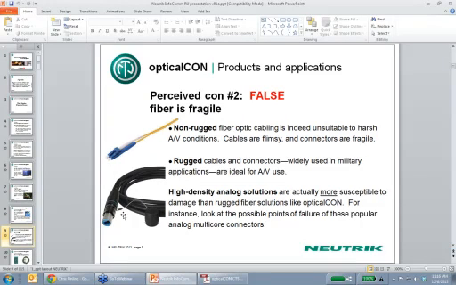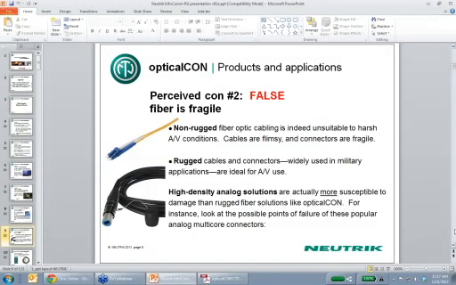There are always some protection schemes for the fiber end, that very little end there, which could potentially get scratched or could get dusty. You always have this kind of protection. So once you move into the rugged fiber world, it is unfair and untrue to say that fiber is fragile. You've got this real distinction between non-rugged fiber and rugged fiber. And I want to make the point with a couple of slides coming up that high-density analog solutions, these multi-pin solutions, are actually more susceptible to damage than rugged fiber solutions like opticalCON.